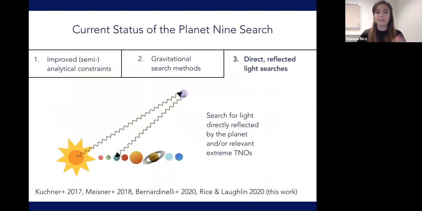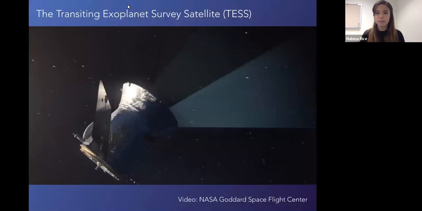And so that brings us to direct reflected light searches. This is also not always easy to implement. It's kind of expensive as well. But fortunately, there was already a spacecraft that was completing an all-sky optical survey. That is the Transiting Exoplanet Survey Satellite, or TESS, that I mentioned at the beginning of the talk.